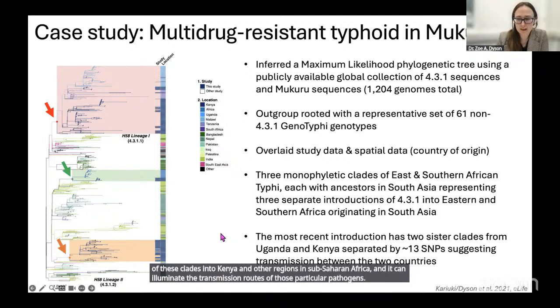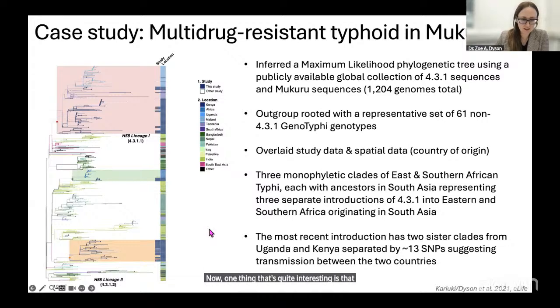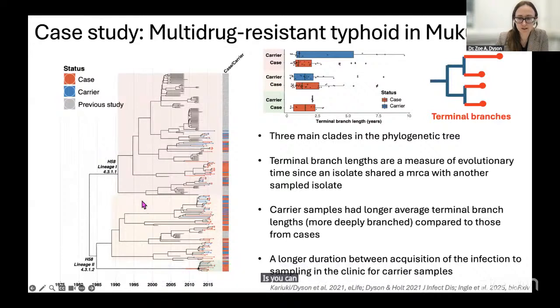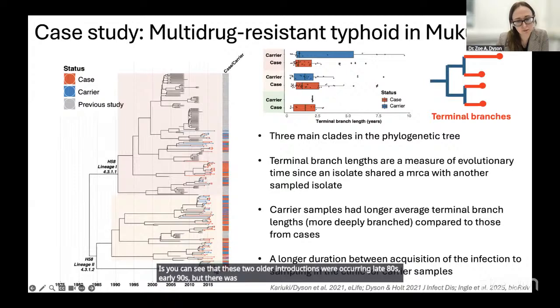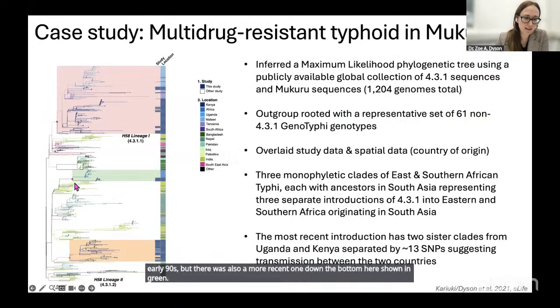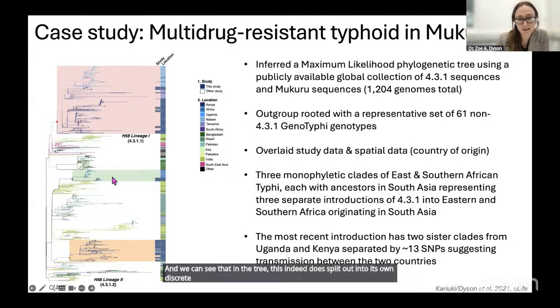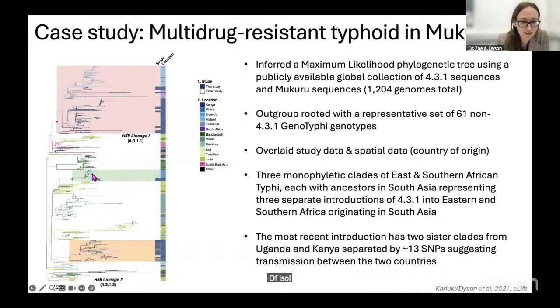Now, one thing that's quite interesting is that when you go back to this timed tree on the previous slide, you can see that these 2 older introductions were occurring in the late 80s, early 90s, but there was also a more recent one down the bottom here, shown in green. And we can see that in the tree, this does split out into its own discrete clade of Eastern African strains. But what's interesting is that we have 2 sister clades here. We have a dark blue colour of isolates from Kenya and a lighter blue from Uganda.